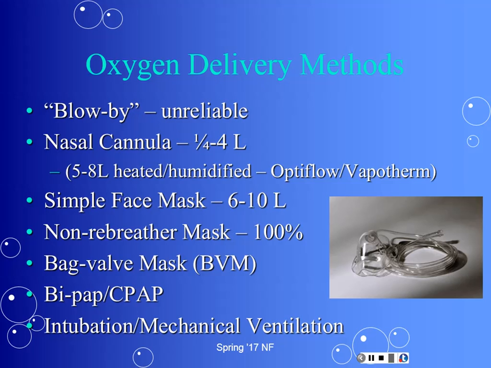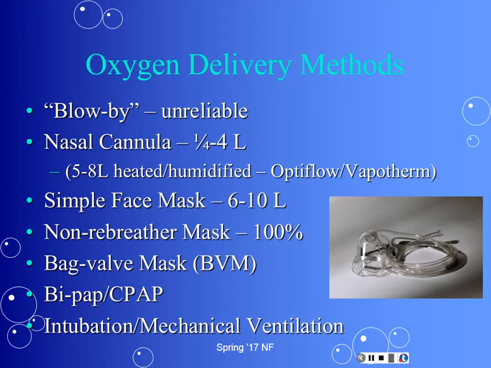Nasal cannula, so we can deliver anywhere from a quarter of a liter to about 4 to 6 liters. Anything over 5, if you're delivering it via nasal cannula, needs to be heated and humidified, okay? So we're not further irritating those airways, and that's going to be your Optiflow. You're going to see that used a lot with bronchiolitis. It's pretty much the primary one that you see it with. Then you've got your simple face mask from 6 to 10 liters.